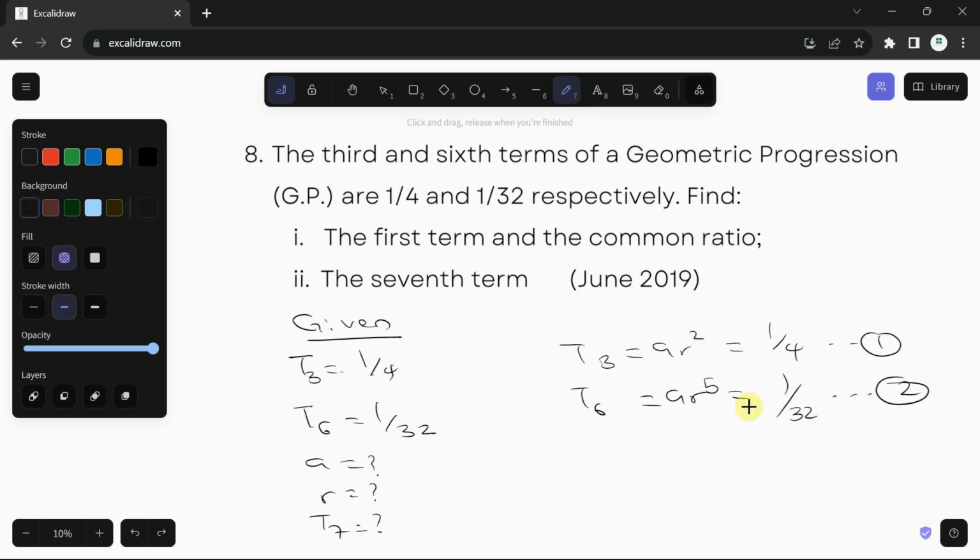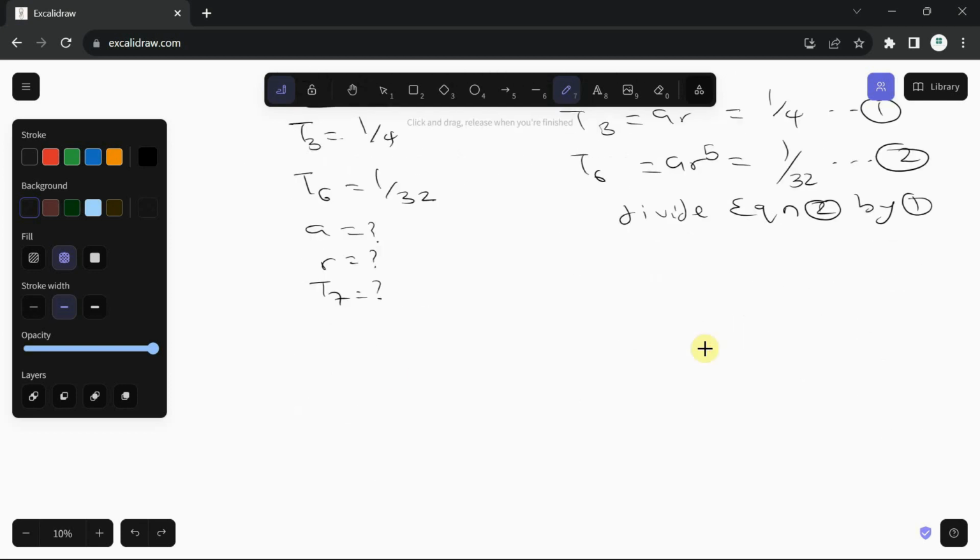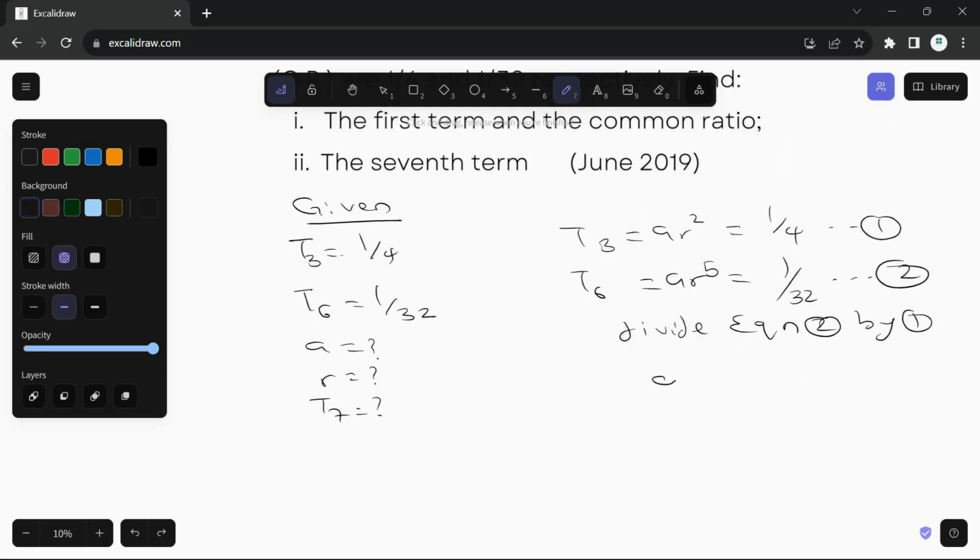Great. So when I have this, it is multiplication here, multiplication. If I want to get rid of this A here, I have to divide. So if I say dividing, it could be any one. I could say equation 1 by 2, but let me say equation 2 by equation 1, right? Because it's a bit easier. So that would be AR to the power 5 divided by AR squared is equal to 1/32 divided by 1/4. So if I wanted to do this, I could just break it down and say A will cancel A, R squared will go, so this will remain 3. So this will be R cube is equal to 1/32.